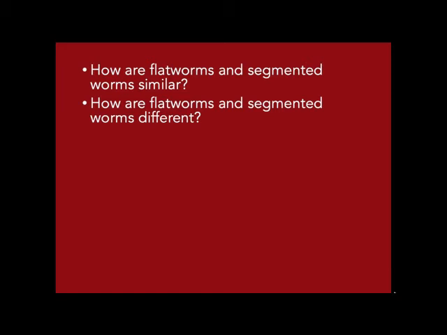So how are flatworms and segmented worms different? Well, the segmented worms have segments and the flatworms have no segments. Yeah. What else? The segmented worms are coelomates, but the flatworms have no coelom in them. Yeah, that's true. Anything else? The flatworms don't have an anus.